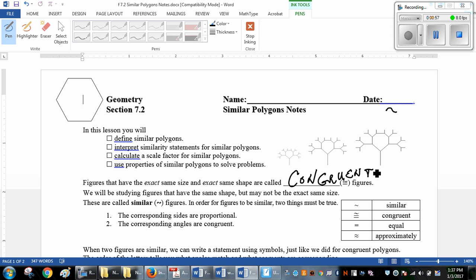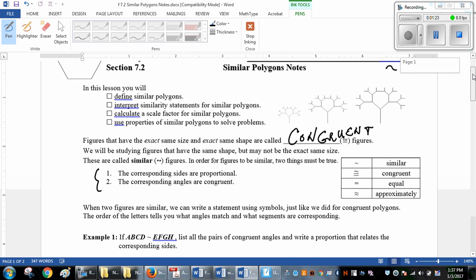These two things right here, 1 and 2, these are two properties of similar figures. The first one is that corresponding sides are proportional, so they're not the same, but it means as one gets bigger, the other one's going to get bigger at a proportional amount. Then the other thing is that the angles are congruent, so that's the big difference here. We have congruent angles. So proportional side lengths, congruent angles.